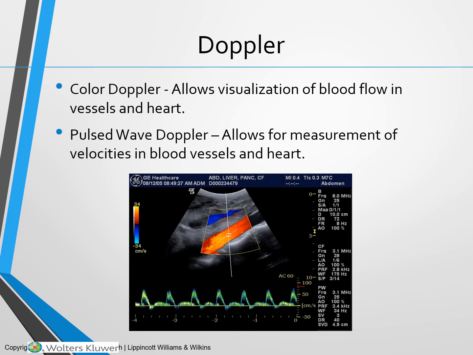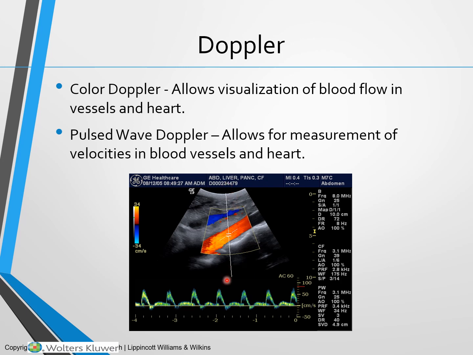Color Doppler allows for visualization of blood flow within the heart and blood vessels. And then pulse wave Doppler allows for measurements of velocities that you can take in the blood vessels and the heart. So here on this image, you can see the color is turned on. This is what this box is here. This is the aorta, and within that box, we see this red. So this would be our color Doppler that's showing blood flow going through that aorta.